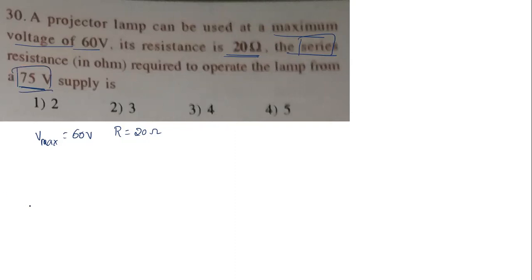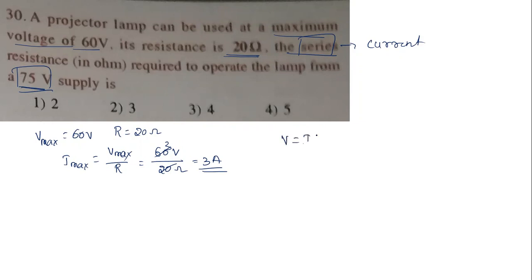Since it is a series combination, what is constant in series? Current is constant. The maximum current will be V max by R, where V max is 60 volt and R is 20 ohm. So we get 3, and the current is 3 ampere. Now for 75 volt, we need to see again that V equals current into resistance.